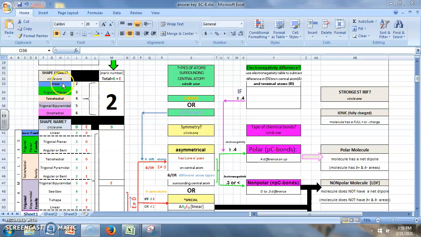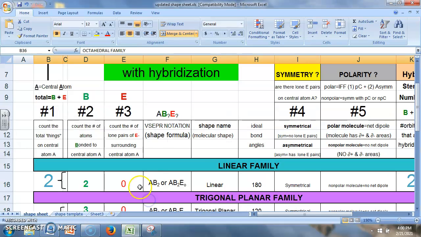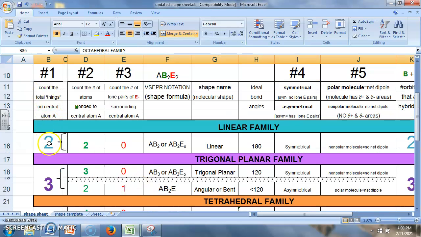So I'm just coming straight over here. It's linear. Where did I get that from? Looking on the shape sheet. When the total things on the central atom are 2, it puts it in the linear family. When the total things around the central atom are 2, we are in the linear family, and there's only one shape type in the linear family, and it's linear. So we've got a 2, it's in the linear family.